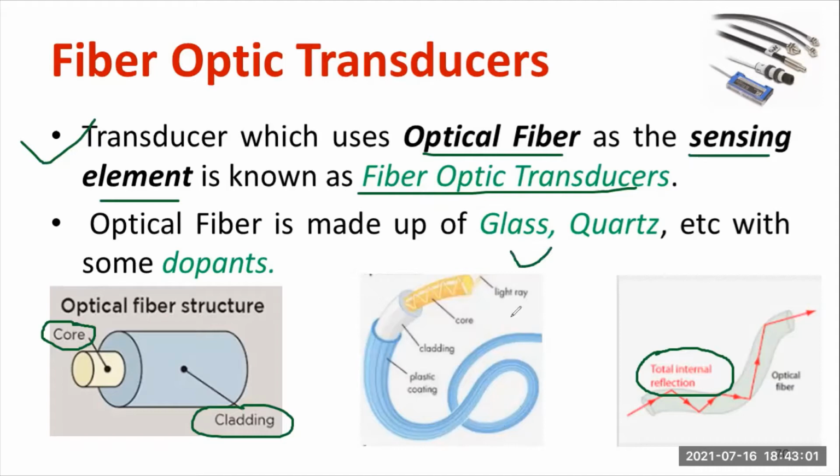Look at the diagram. Here, there is a core part. It is made of quartz or glass or a similar material which has a high refractive index. Some extra material like dopants is added to improve the refractive index. So light will pass through the core material, and sufficient coating will be provided with the help of plastic or any other material to prevent breakage. And there will be cladding also. Clear? So this is the basic structure of the optical fiber cable.